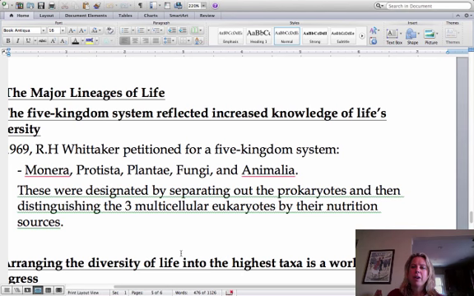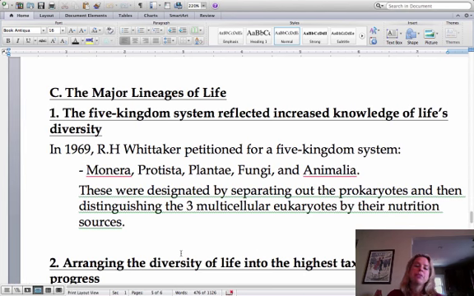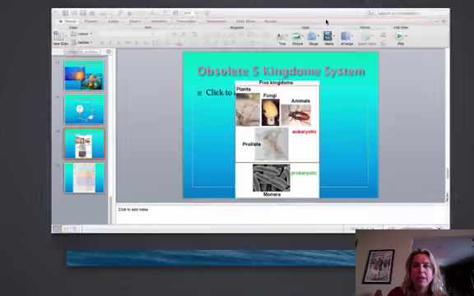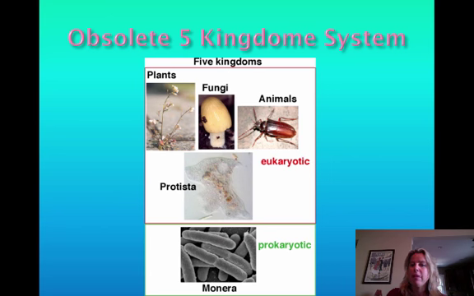So the last little part of this chapter is going to be how they've actually organized all these living things. Because don't forget, there are tons and tons of living things on Earth, and we have to have some way of organizing it. So in 1969, Whitaker came up with a 5-kingdom system. And so here is a picture example of the 5-kingdom system.